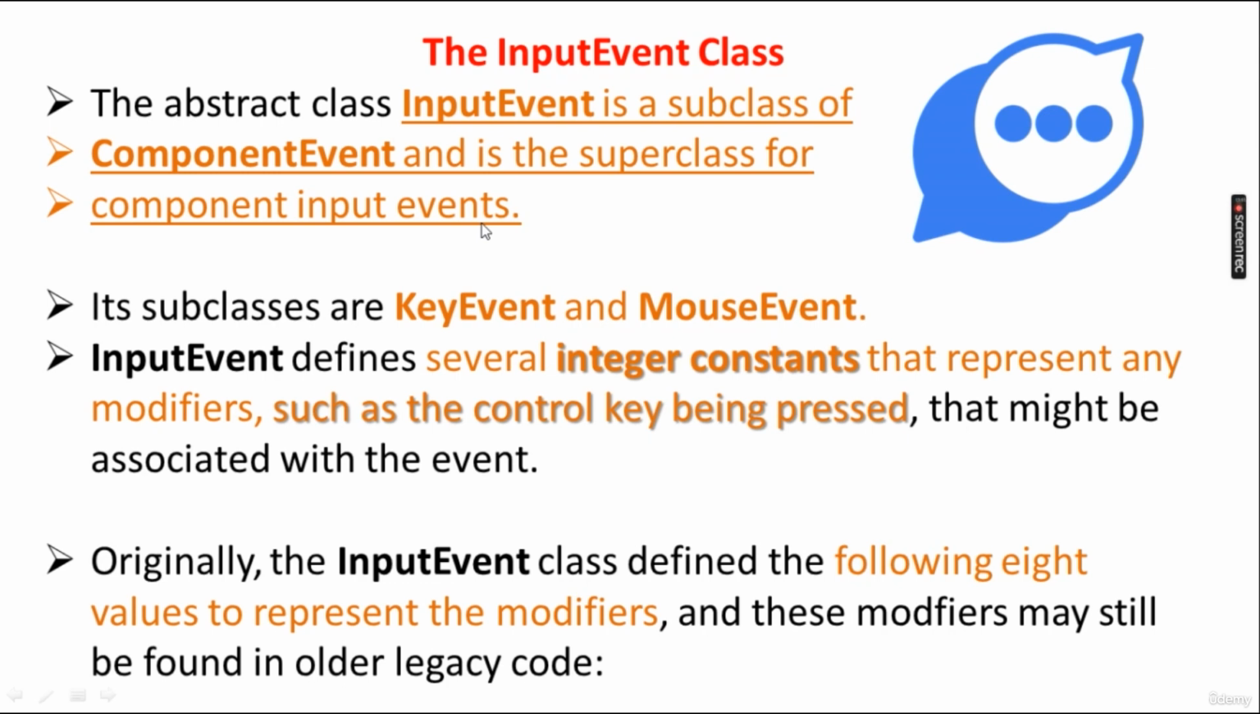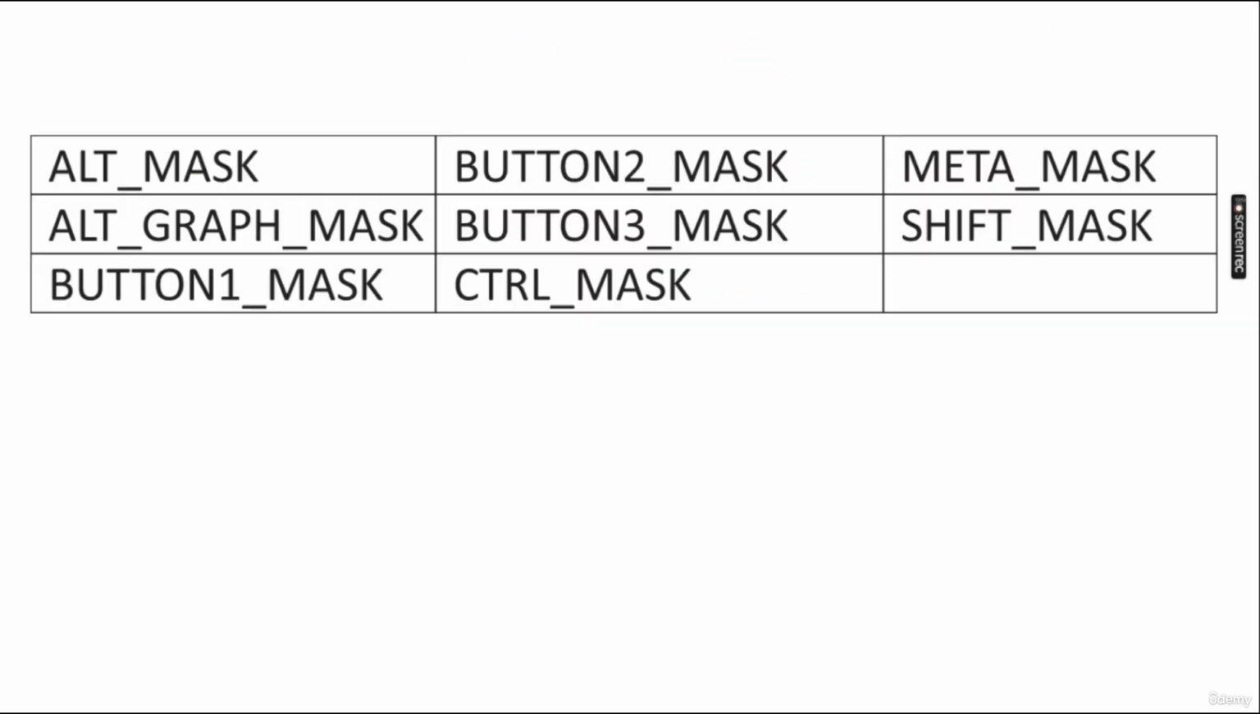InputEvent defines several integer constants that represent any modifier, such as the control key being pressed, that might be associated with the event. Those are integer constants. Originally, the InputEvent class defined the following 8 values to represent the modifiers, and these modifiers may still be found in older code before the event handling modifications were done: ALT_MASK, ALT_GRAPH_MASK, BUTTON1_MASK, BUTTON2_MASK, BUTTON3_MASK, CTRL_MASK, META_MASK, and SHIFT_MASK. You can take a screenshot of this screen.